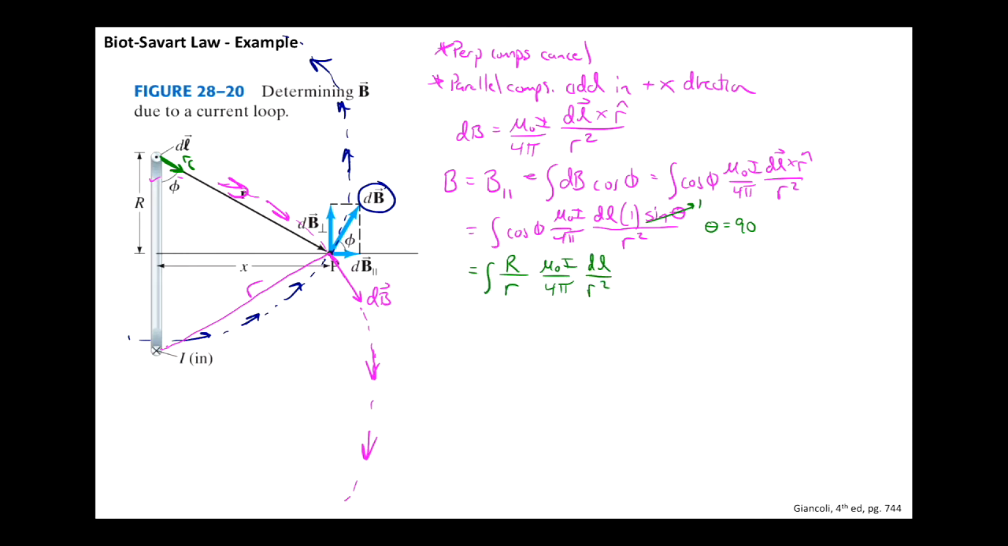No matter where I go in the loop, the distance from the dl over to point P is just going to be a distance r. So that is constant every single time. So let's start to pull that out. So now I've got mu naught I R over 4 pi r cubed times the integral dl.